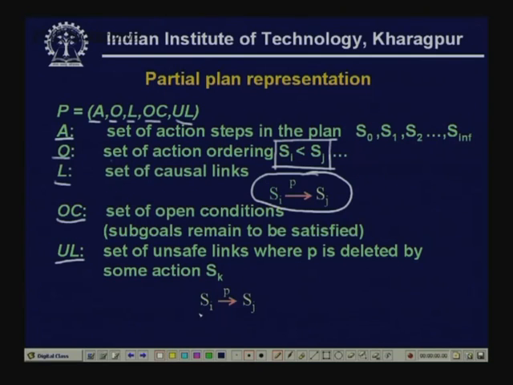So, if we have the causal link Si achieves P for Sj and there is a step Sk which deletes P, then Sk cannot come between Si and Sj. So, if in a partial plan Sk can come between Si and Sj, we have an unsafe link.